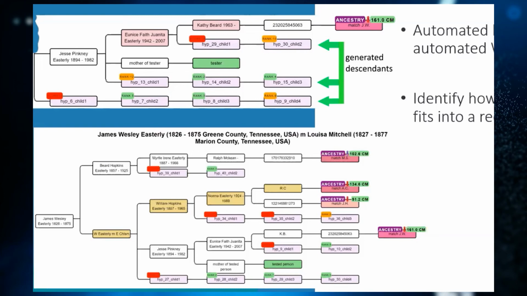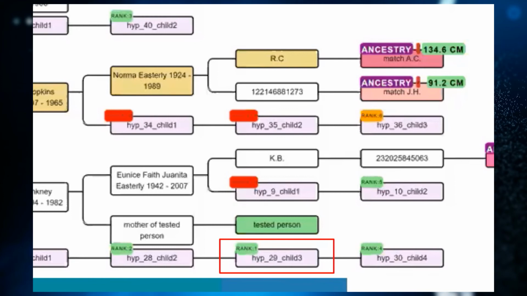And if you then look, of course, I picked a very nice example. If you look underneath the tested person, you see hypothesis 29 with child number 3, which is ranked first. And if you look at how it is created, it's also in concordance with your own place in the tree. So if I would not know my place in the tree, this particular rank section would tell me where I would be placed. So this is more like an automated version of WATO.